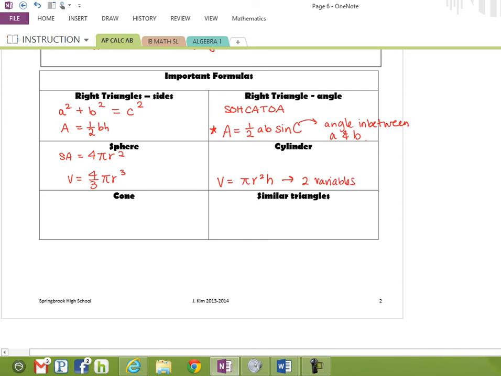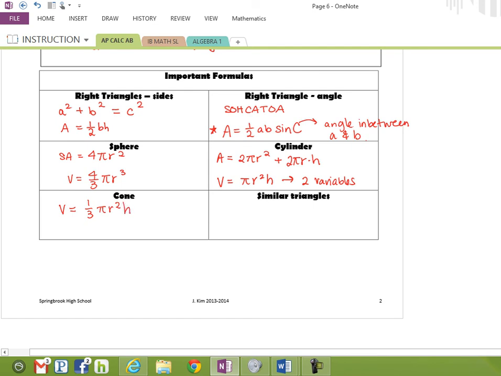Keep that in mind. And then the area, if we were asked about that: top and bottom, two areas of a circle, plus the soup label, which would be the circumference times the height. So two variables again. Cone: if you have a cone, you'll only be asked about volume. That's 1/3 the volume of a cylinder, pi r squared h.